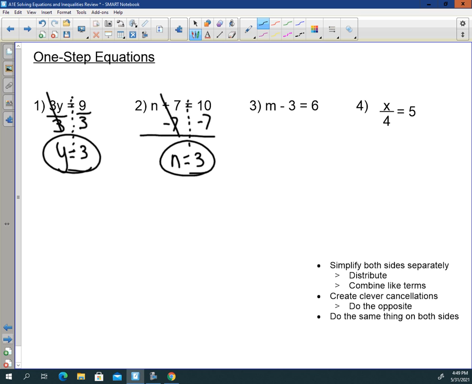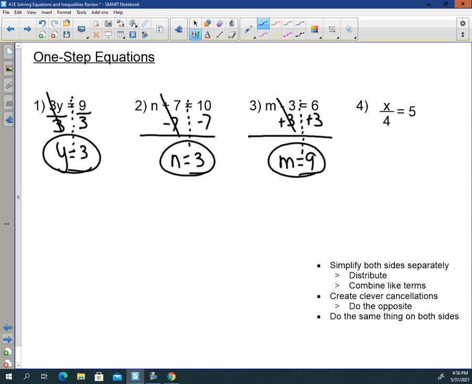Number 3 is m minus 3 equals 6. Each side separately is completely simplified. We are subtracting 3, so let's add 3 and make sure we do the same thing to both sides. Here's your cancellation, m equals 6 plus 3, or 9.